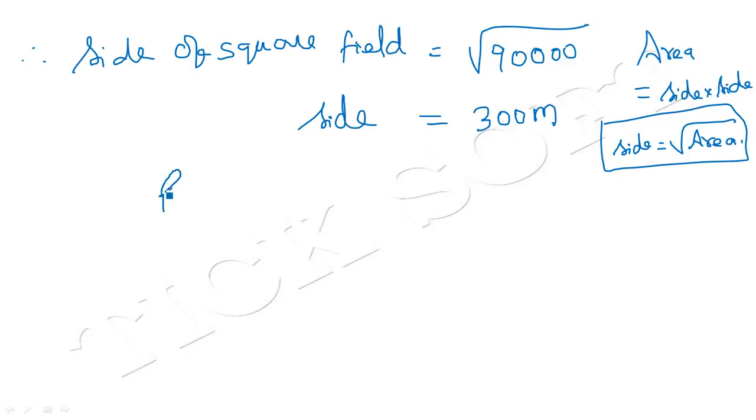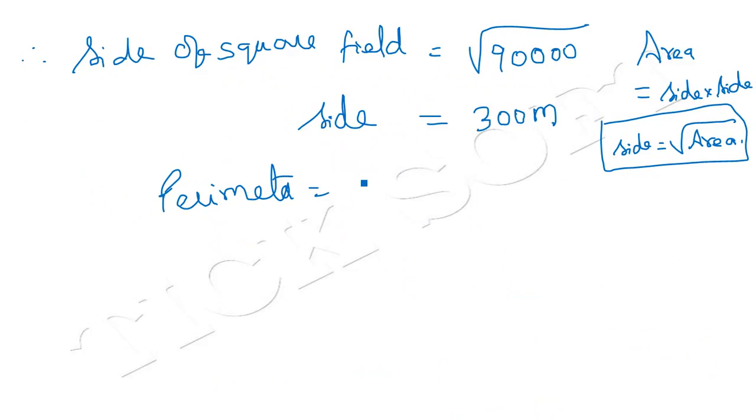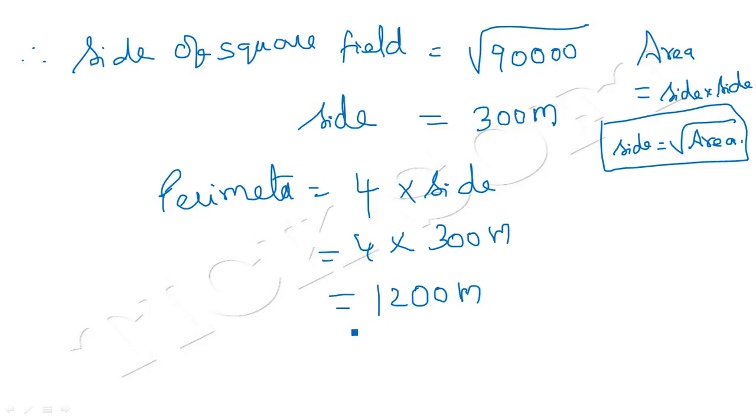Now we have to find out the perimeter, because we have to find out the cost of putting the fence. We know that we put the fence around the square field, so we need to find out the perimeter. The perimeter formula is 4 into side, and here it will be 4 into 300 meters. Hence we get 1200 meters as the perimeter.